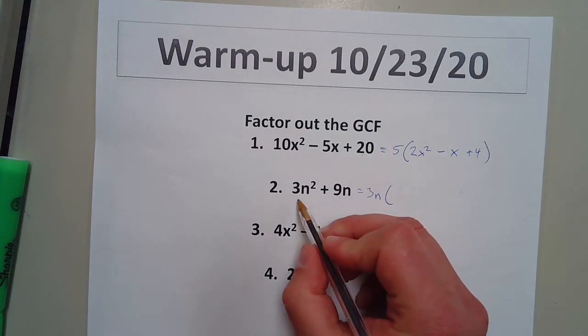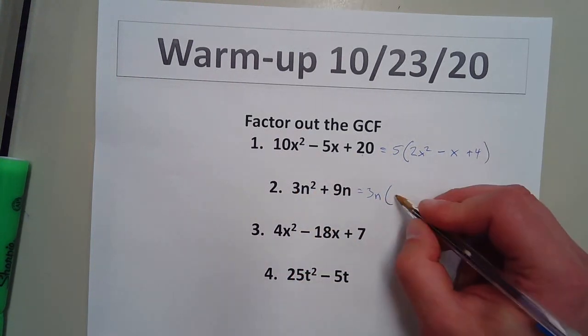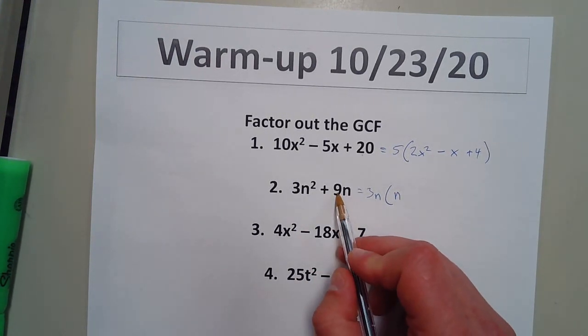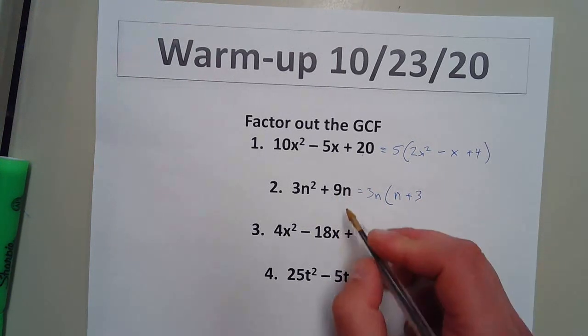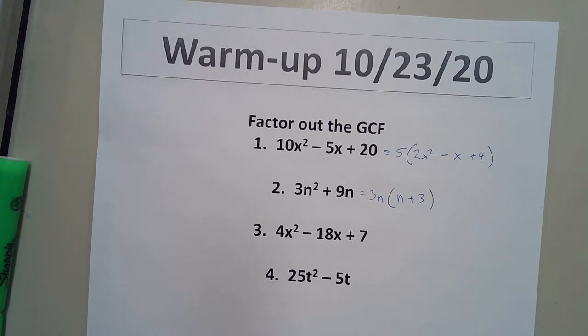All right, so what does that leave us with? If we divide the 3 out of this, we're left with just 1. And if we divide one of the n's out, we're left with just n. So it's just going to be n. And in this case, 9 divided by 3 is going to be 3. And if we divide the n out, then there's no variable left, and it's just that.